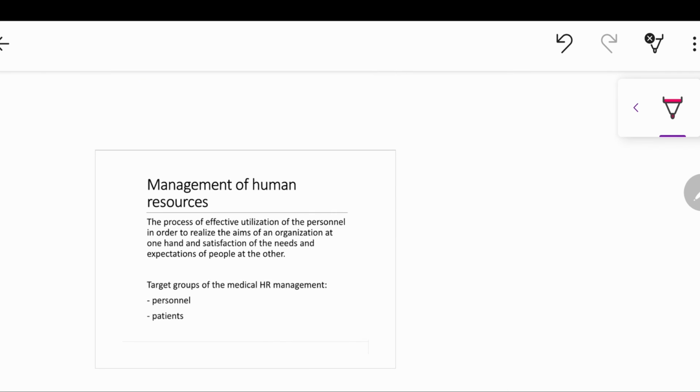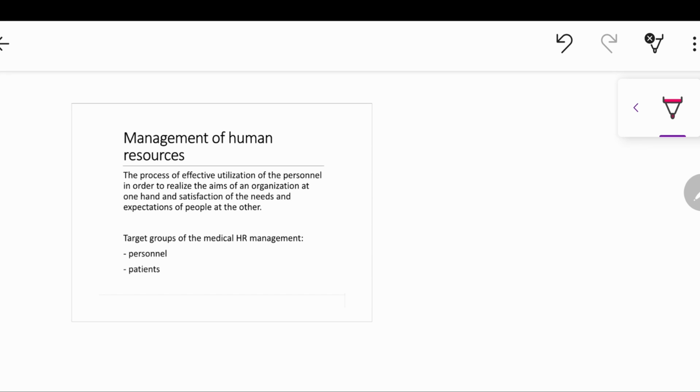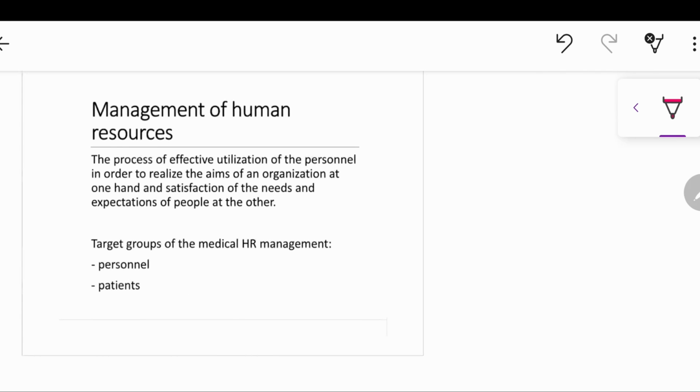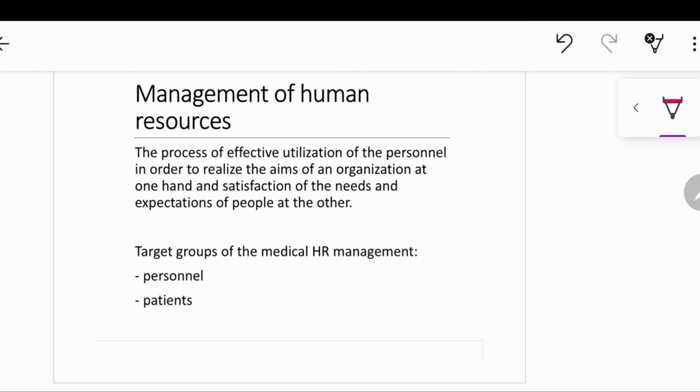Now, management of human resources. Here, what we want to do is mobilize our personnel to meet the aims of the organization and the aims of the people.